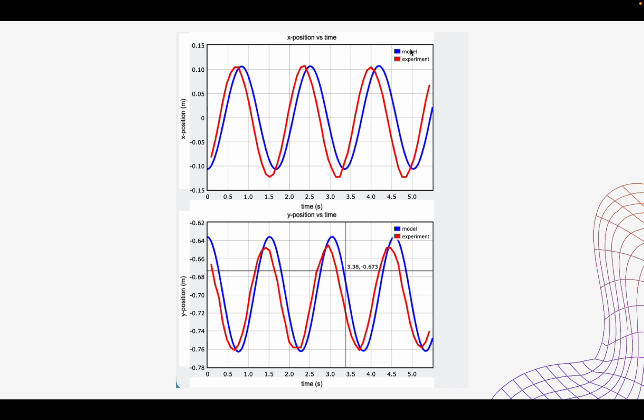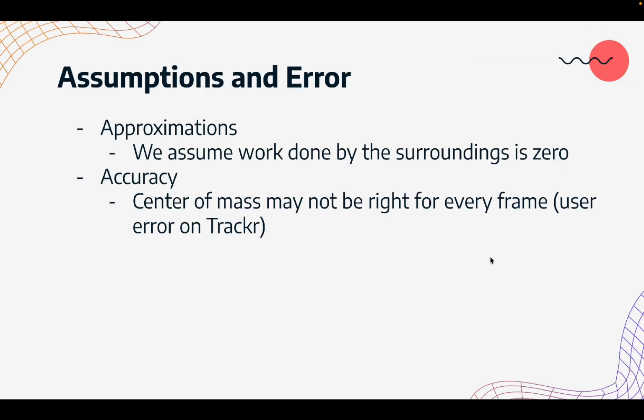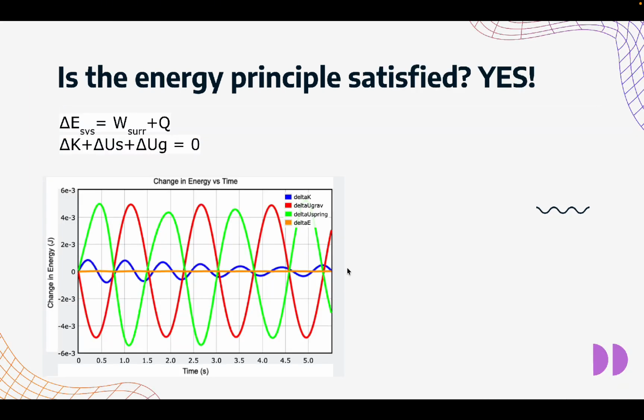These are some graphs. They are from the model and the experiment, so you can see there's not a lot of discrepancy. It's kind of wibbly wobbly more, but it's pretty similar. We get some discrepancy as you go further along. And yeah, so we approximated, or we assumed, that work done by the surroundings was 0, and the accuracy could be a little bit off because the center of mass might not be right for every frame, user error on Tracker.